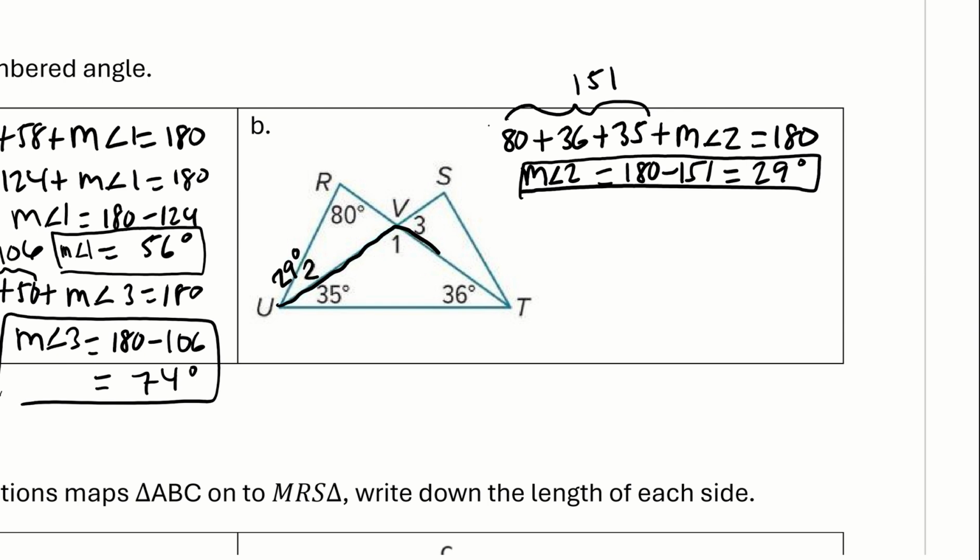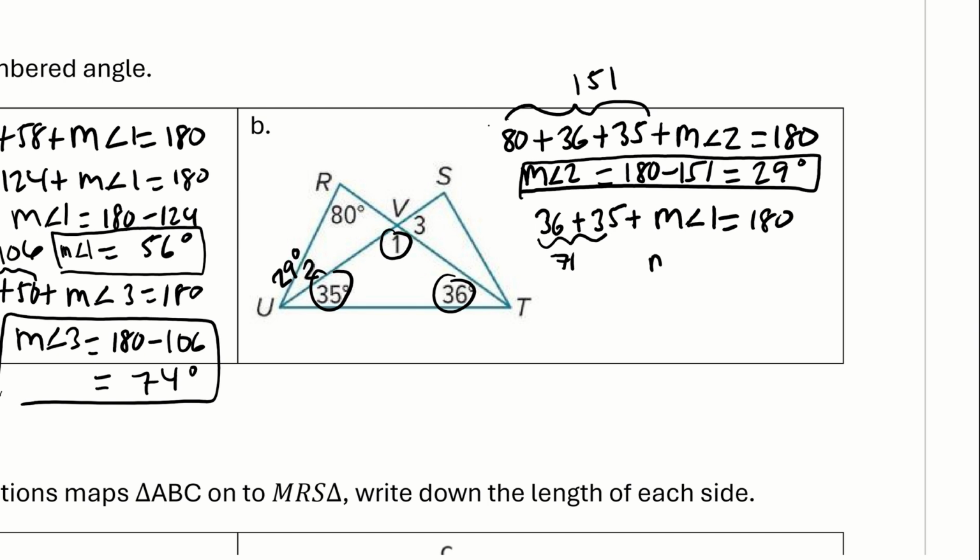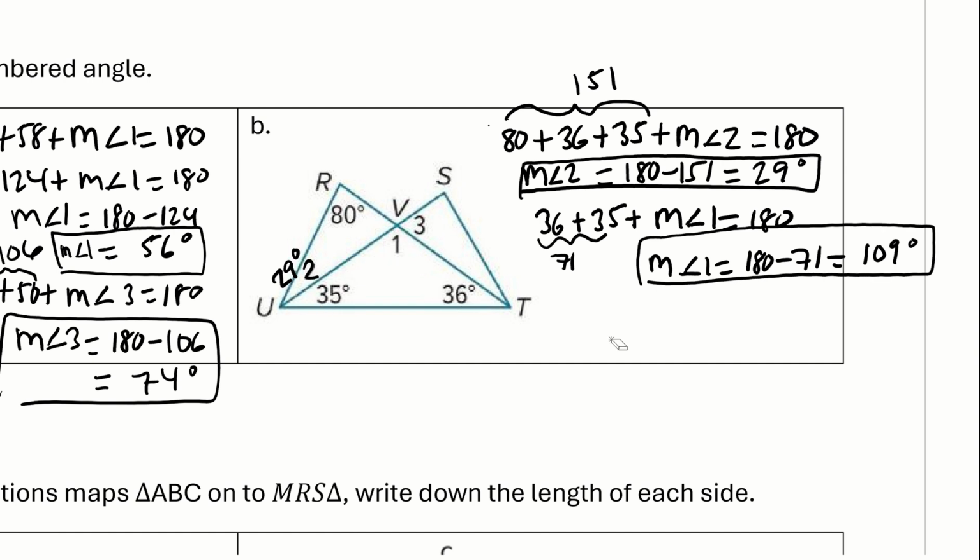Now for angle 1, we know that there's a triangle here, so I can use triangle angle sum theorem to get that. Let me just circle the 1 so you know what I'm referring to. All right, so we got 36 plus 35 plus measure of angle 1 equals 180. This adds to 71. So the measure of angle 1 equals 180 minus 71, which is equal to 109. All right. So now we know this is 109.